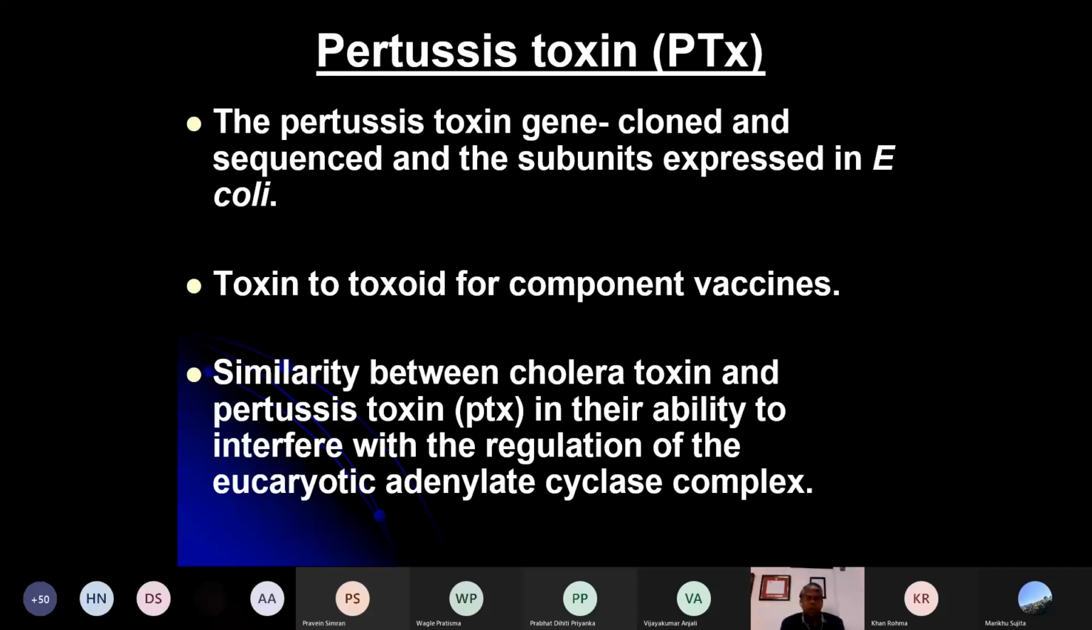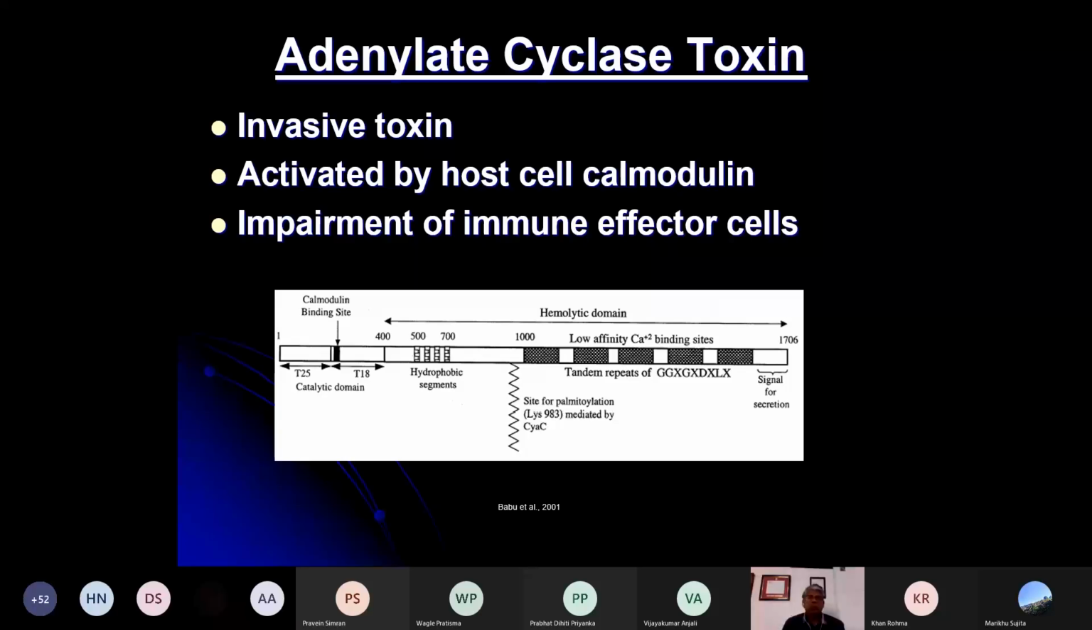If you remember, the cholera toxin, as we had taught to you in the third semester, the pertussis toxin and cholera toxin are quite similar, and they interfere with the regulation of the eukaryotic cell in more or less the same fashion. So that was one toxin. The other toxin is adenylate cyclase toxin. This is an invasive toxin.